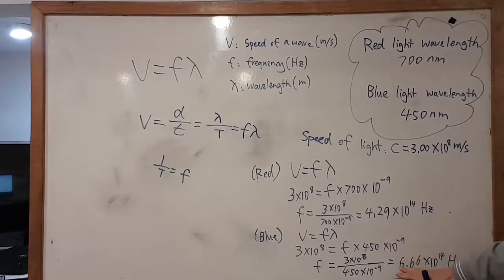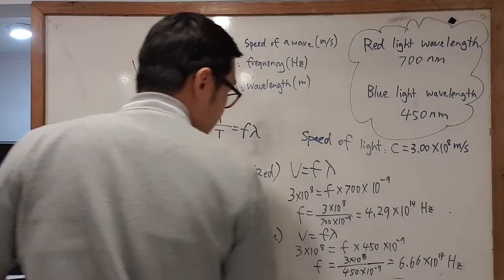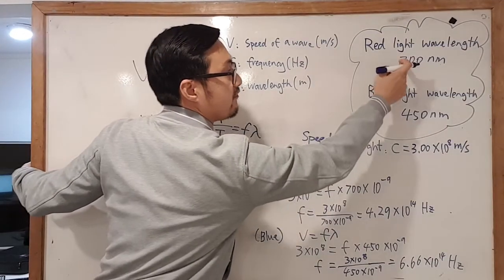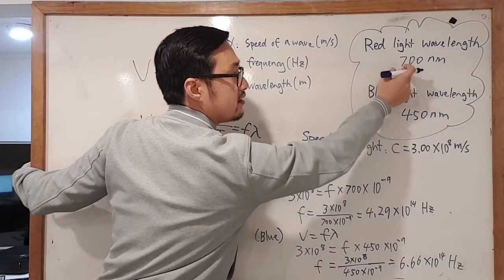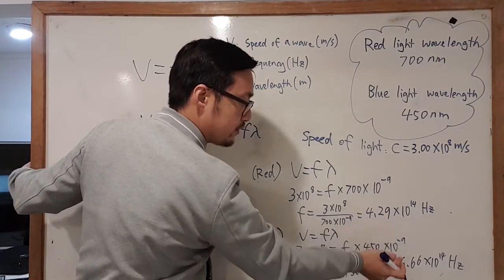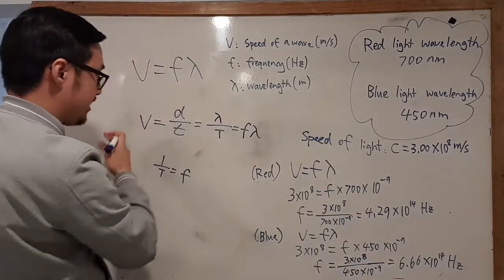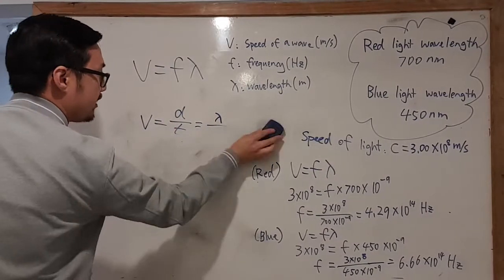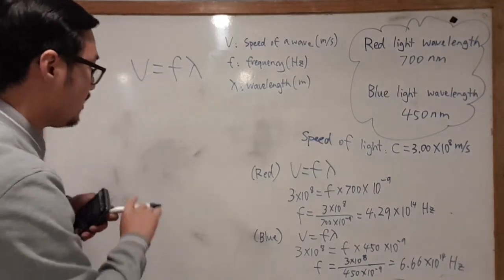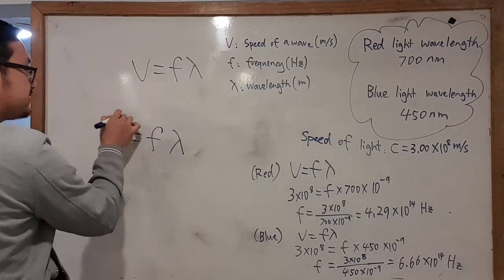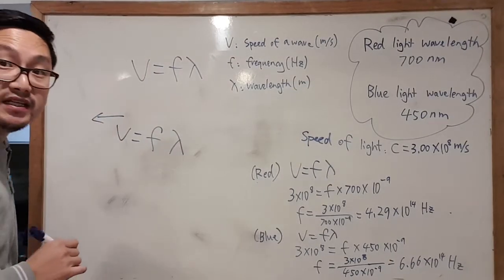This is the difference between a blue light and a red light. You can see the red light has a bigger wavelength, and the red light has a smaller frequency. Okay, from this equation, we will actually be able to tell. If we take this away, say v equals f lambda, the speed stays the same, both of them have the same speed.